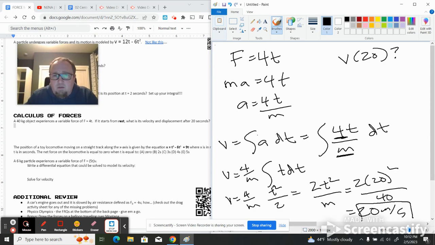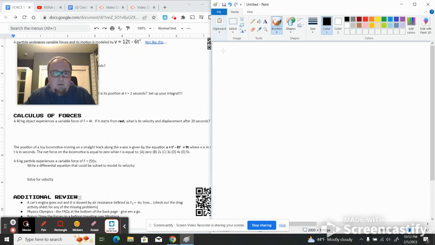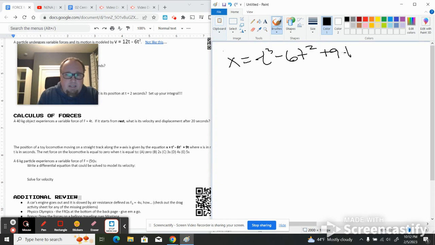Okay. 2 more, guys, and we're out of here. All right. Position of a toy locomotive: x equals t cubed minus 6t squared plus 9t. The net force of the locomotive is equal to 0. Let's think. I want to know when the net force equals 0.